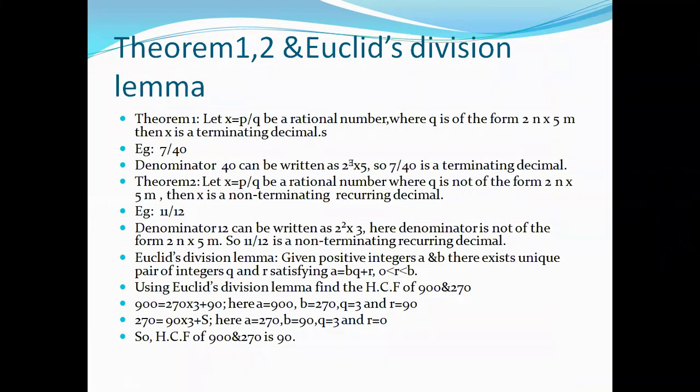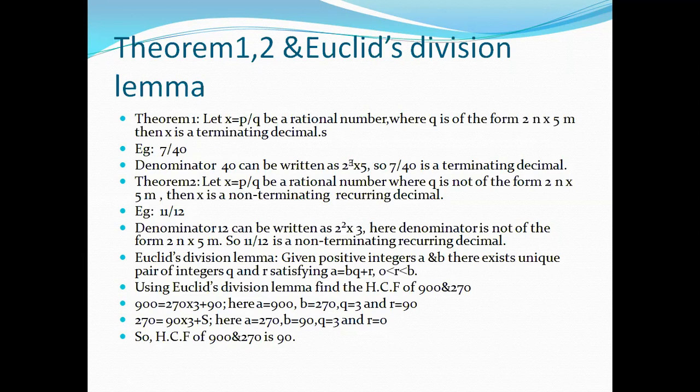Example 7 by 40. Denominator of 40 can be written as 2 cubed into 5. So 7 by 40 is a terminating decimal. If you see here, the prime factorization of 40 is 2 cubed into 5, which is expressed in the form 2 power n into 5 power m. That's why 7 by 40 is a terminating decimal.